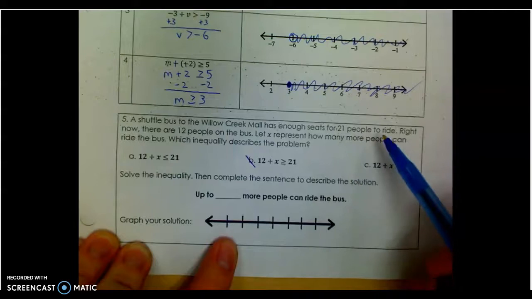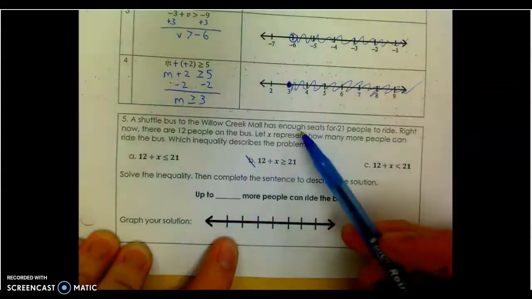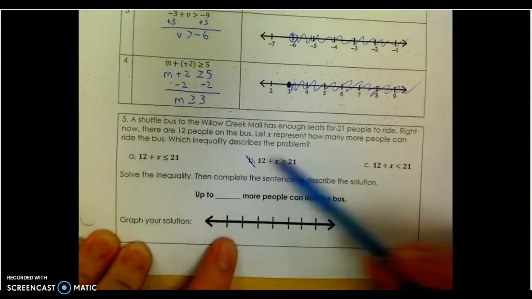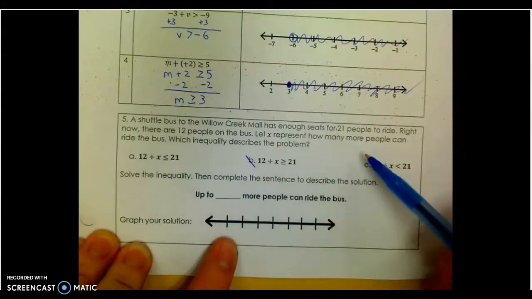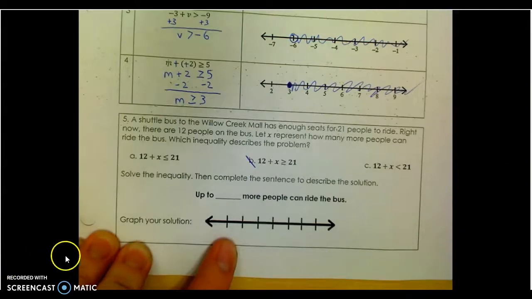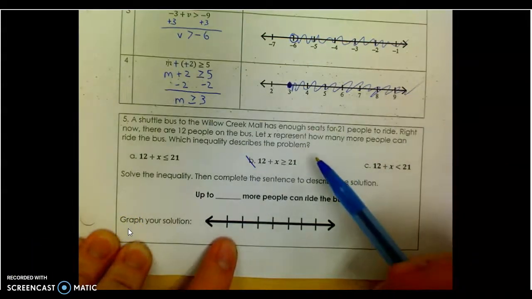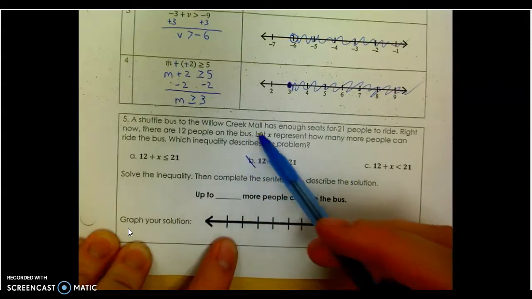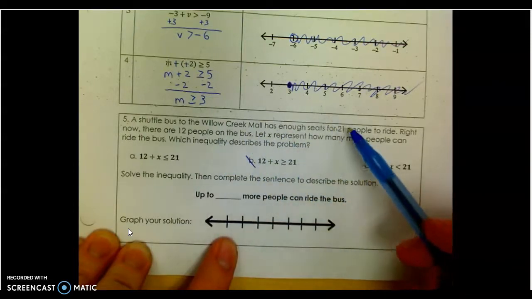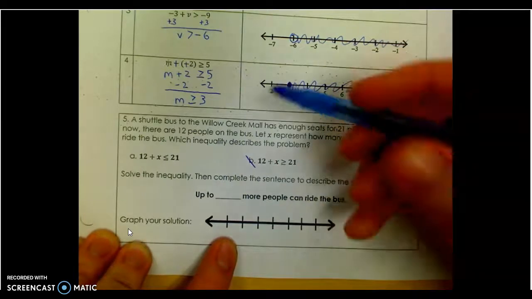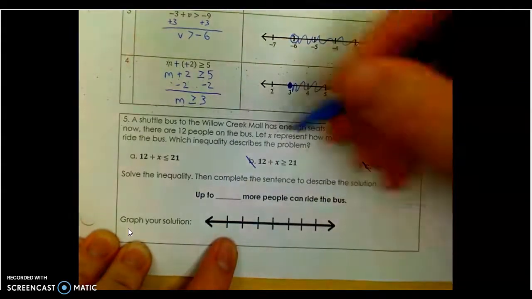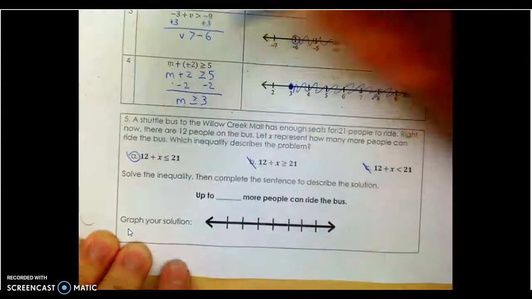The next thing I can think about is that the only difference between A and C is that A has an equal to sign in it, C does not. So the next thing I should think about is, can I have 21 people? Okay, a shuttle bus to Willow Creek Mall has enough seats for 21 people. That means 21 people can ride the bus, so it can't be C. Your correct answer would be A.